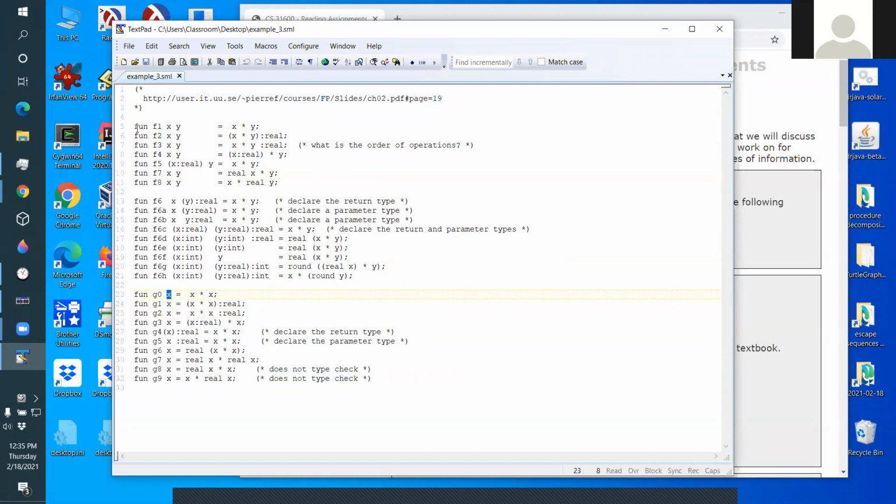So what does ML do when it sees that? Well, it says that there's an X and a Y, and you're taking their product. This operator can either work with a pair of ints or a pair of reals. Since you didn't say otherwise, it defaults to a pair of ints. So X is an int and Y is an int. Now let's look at this one here.